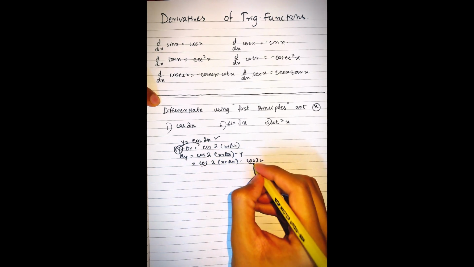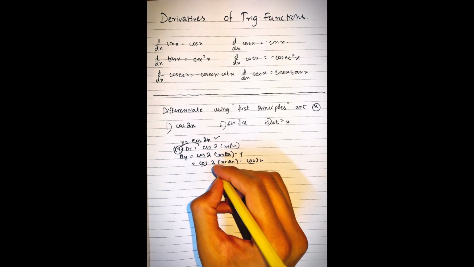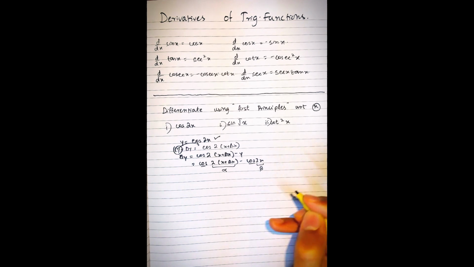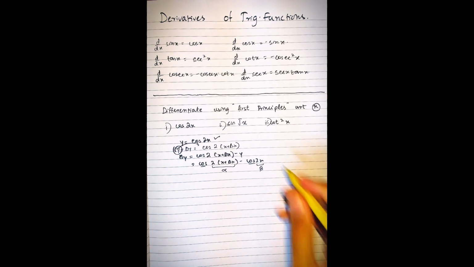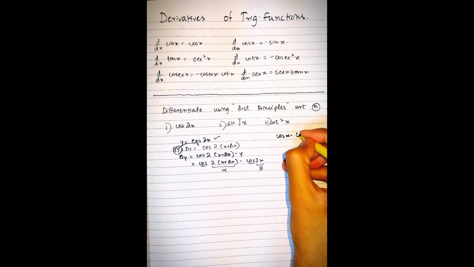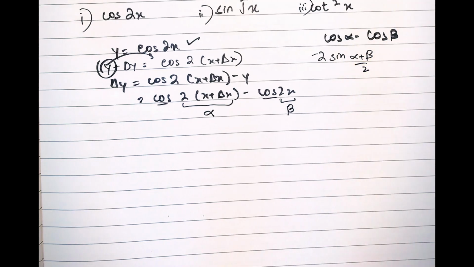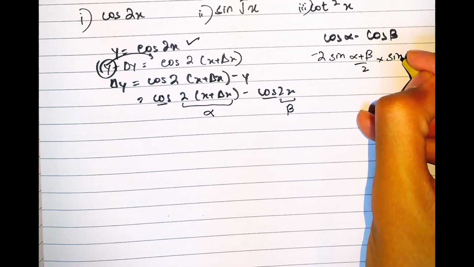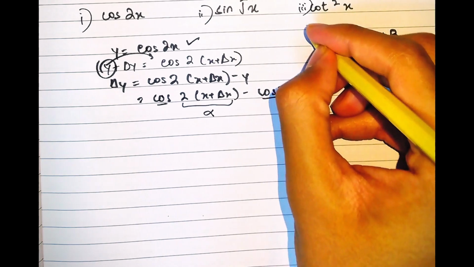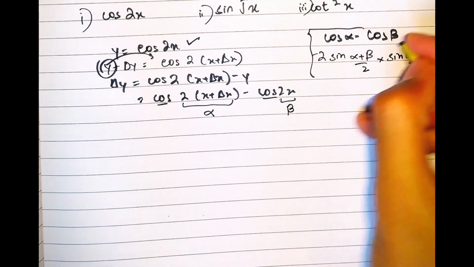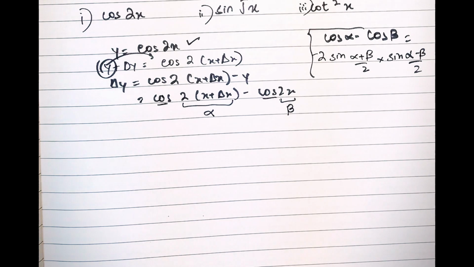There is a cos over here and a cos over here, and you can see that this is 2x plus 2 delta x and this is 2x. So I can label this as alpha and this one as beta, and this leads me to another identity of cos. Cos alpha minus cos beta is equal to negative 2 sine of alpha plus beta divided by 2, multiplied by sine of alpha minus beta divided by 2. This is the identity which we will prove in some other upcoming videos, so don't worry about it.